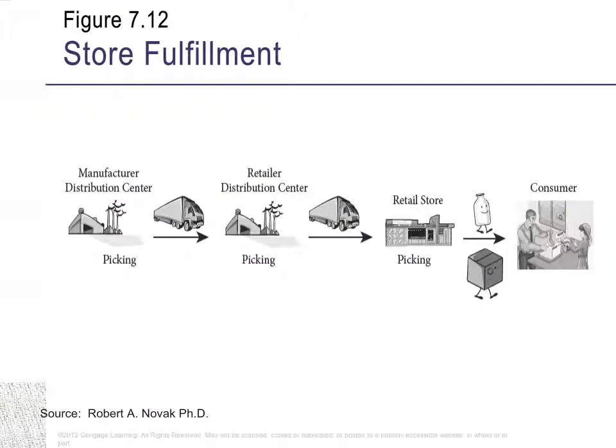Store fulfillment, we've seen this model throughout. We have manufacturing distribution center, goes to retail distribution center, then goes to the retail store. We're hoping to save in transportation costs by consolidating material at the retail distribution center. So we're sending full truckloads to the retail distribution center, then we're sending full truckloads from the retail distribution center directly to the retail stores. So we're saving a lot in transportation costs.